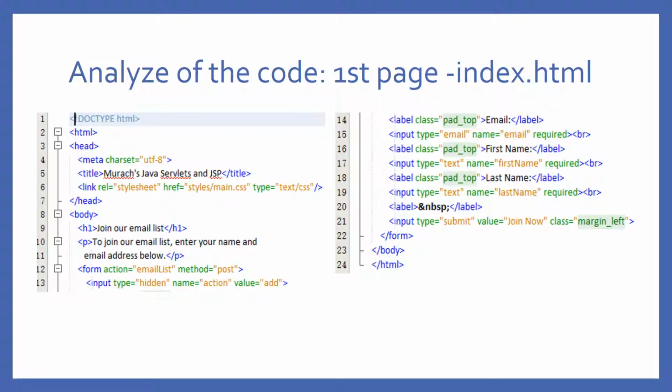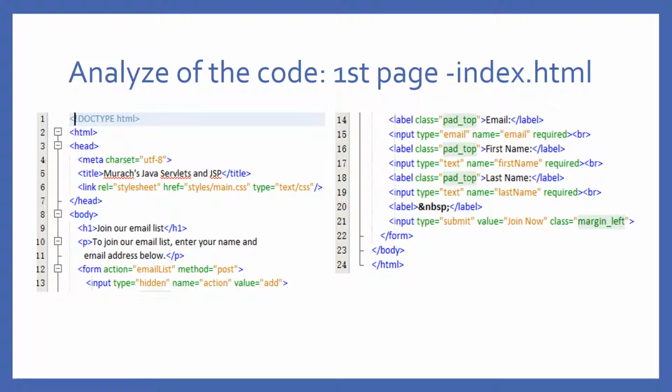Analysis of the code. First page, index.html. The HTML file contains the tags that define the first page. H1 and P tags identify the text that's displayed above the form. Then, the form tags mark the beginning and end of the form. Within the form, the first input tag defines a hidden field that submits hard-coded data to the server. The next 3 input tags define the 3 text boxes that get data from the user, and a button that submits the data to the server.